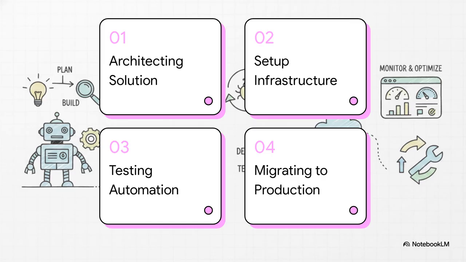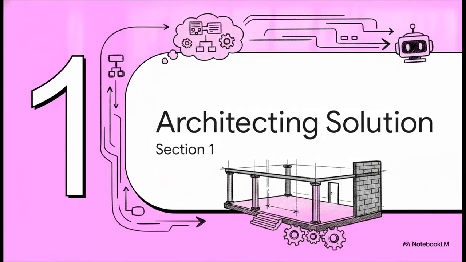To demystify this whole life cycle, we're going to follow a clear chronological four-part roadmap: architecting the solution, setting up the infrastructure, testing the automation, and finally, migrating to production. Section 1, architecting the solution.